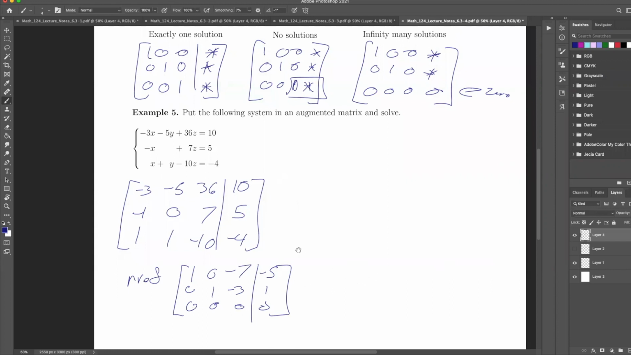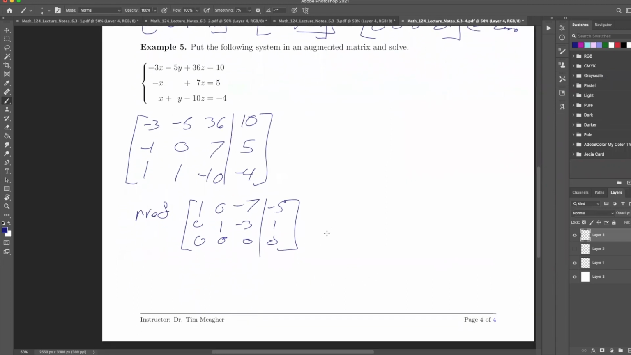So once we're here, we have infinitely many solutions, right? This 0 says infinitely many. So let's write out what this means. This means x minus 7z equals minus 5. This row says y minus 3z is equal to 1. This row says 0 equals 0.